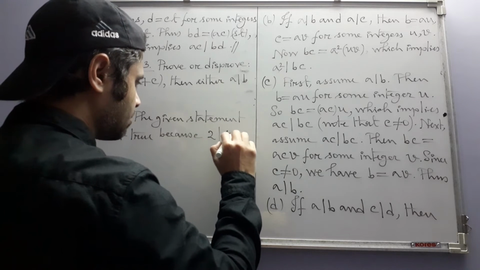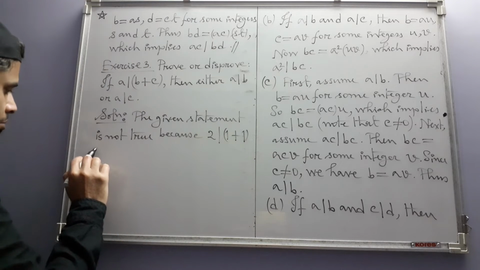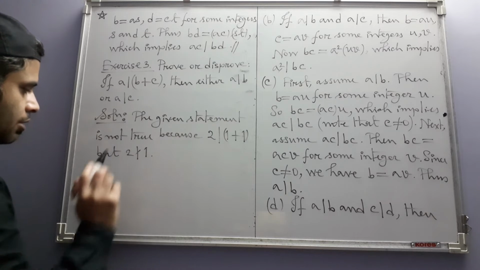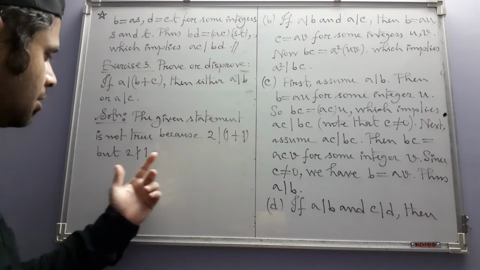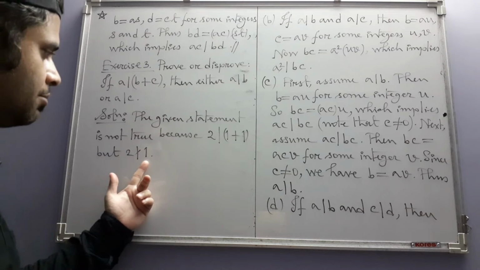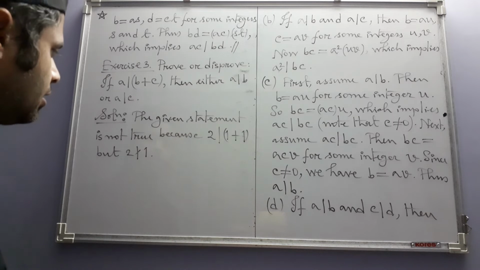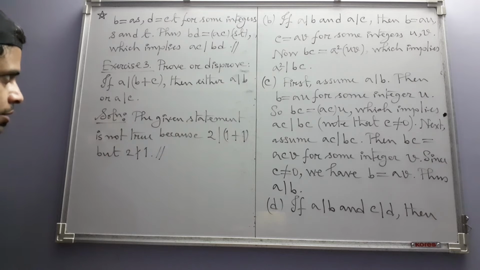2 divides 1 plus 1, but 2 does not divide 1. So A divides B plus C, but A does not divide B and A does not divide C. Here B and C are the same thing, they are 1. So that means the given statement is false.